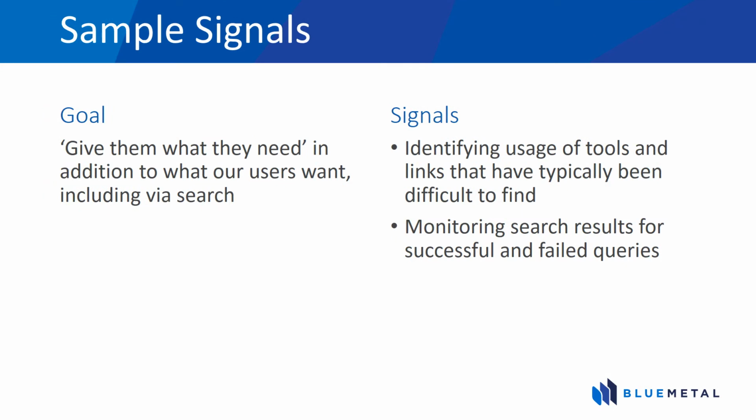Here's a third example, the goal of giving them what they need, the transactional idea, in addition to what they want, and maybe thinking about search. What do we want to consider? We might want to consider identifying the usage of those tools and links that have typically been difficult to find in the past. So relying on previous data to inform what we might want to consider. And what we want to monitor, we might want to monitor those search results, for example, for successful queries and also for failed queries.